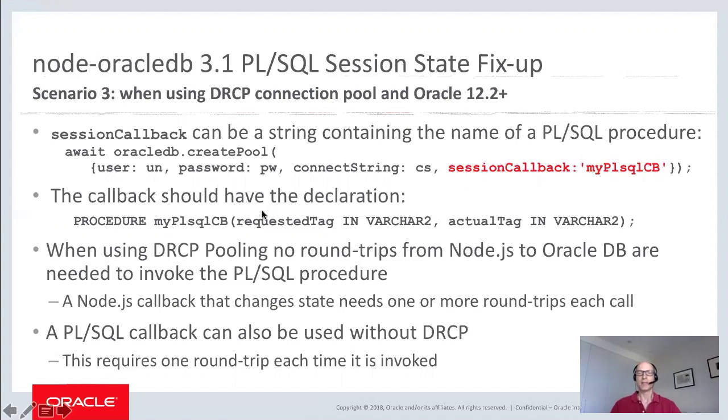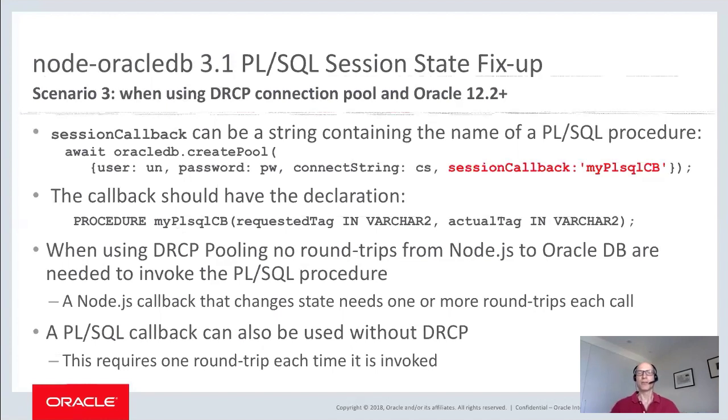It has a particular declaration; the name doesn't matter, you call it whatever you like, put it in a package or not. But it takes two parameters, the requested tag and the actual tag. And then, very similar to what we saw in the Node.js example, you need some PL/SQL code to parse those two, requested and actual, and set the state. The big advantage when using database resident connection pooling is that this PL/SQL procedure is invoked on the database side. So there's no round trip between Node.js and the database to invoke the PL/SQL callback. And as we saw before, round trips impact scalability, so reducing them is great.